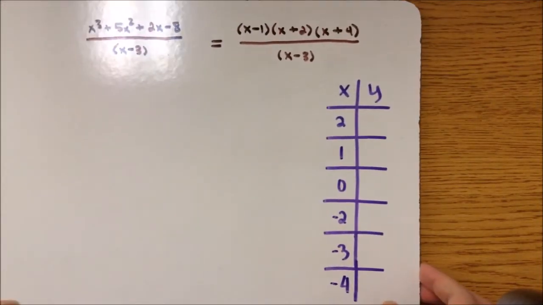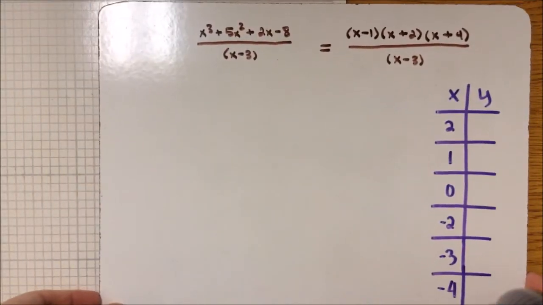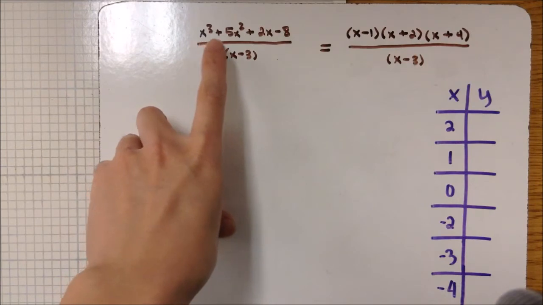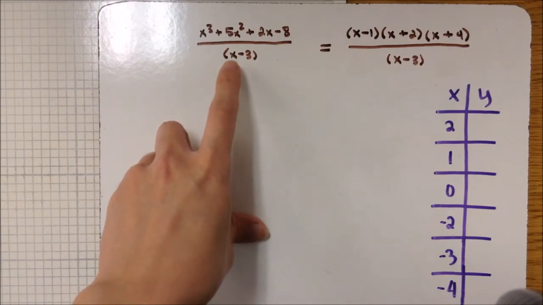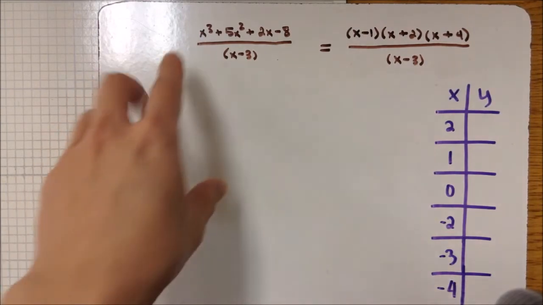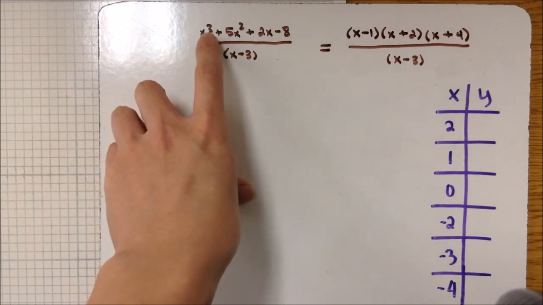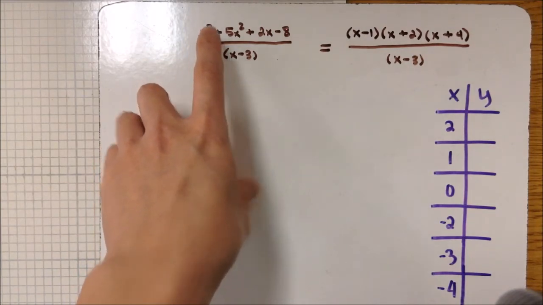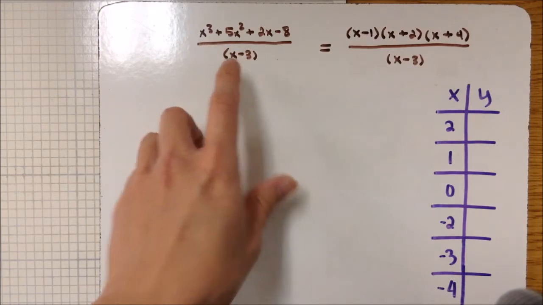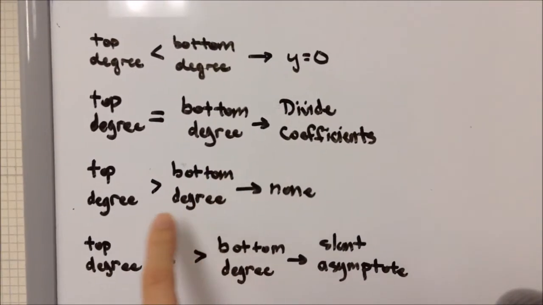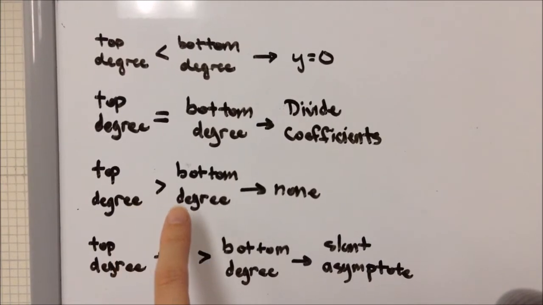Alright, here we have x to the third plus 5x squared plus 2x minus 8 over x minus 3. Now, we can see that the highest exponent in our numerator, or top degree, is greater than the denominator exponent, or bottom degree, which is 1 right here. So 3 is more than 1. So if we go back to this, top degree is greater than bottom degree, so there are no horizontal asymptotes.